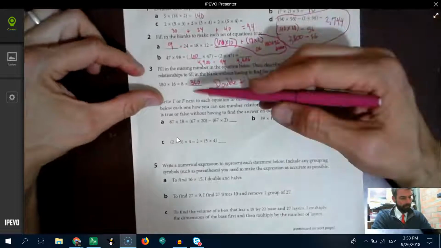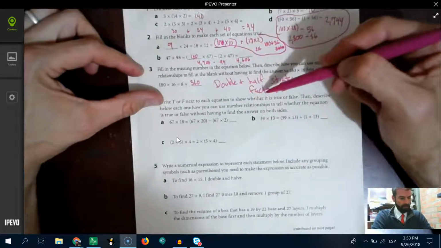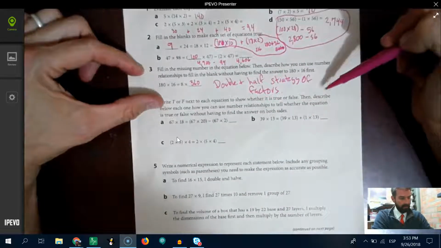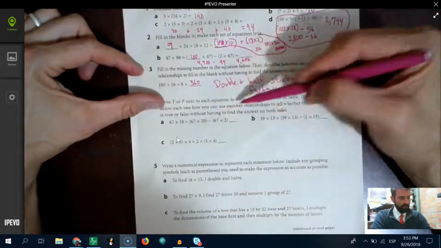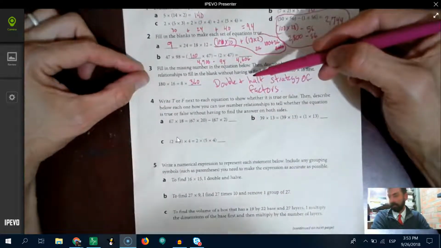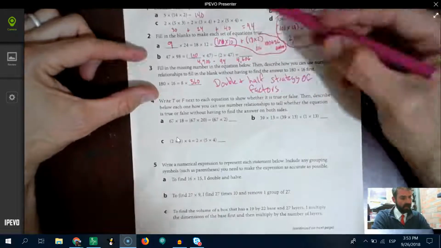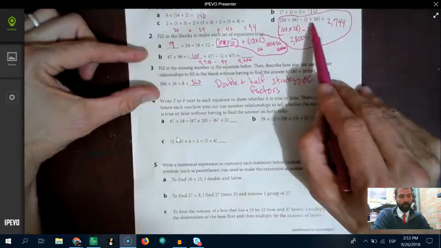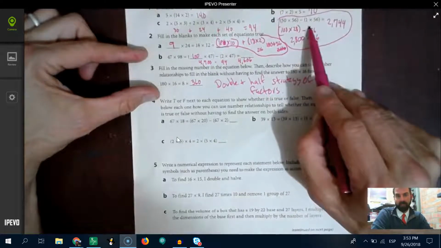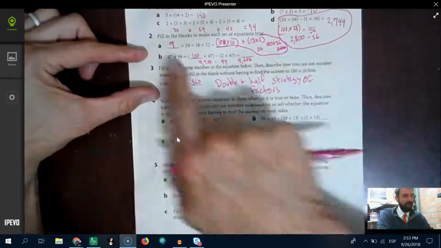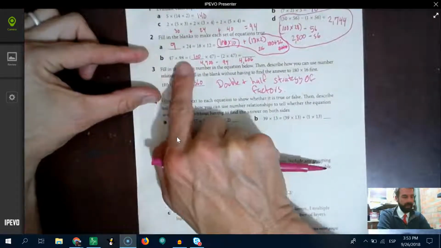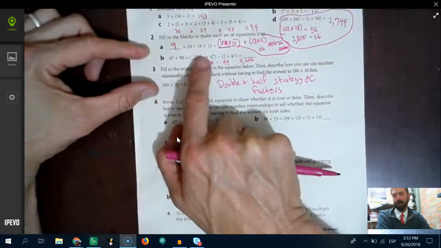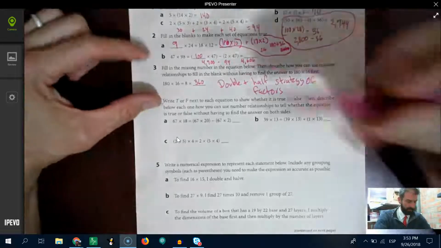All right, write true or false next to each equation to show whether it is true or false. Then describe below each one how you can use number relationships. That was like number 3 up here, relationships. So that would be over here too. 50 times 56 minus 1 times 56 is the same thing as 49 times 56. And 98 is 100 minus 2. Okay, so those are relationships too. I gotta keep those in mind.